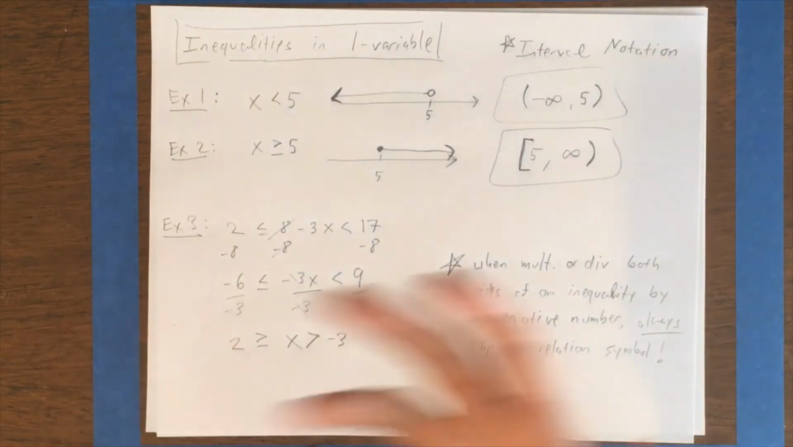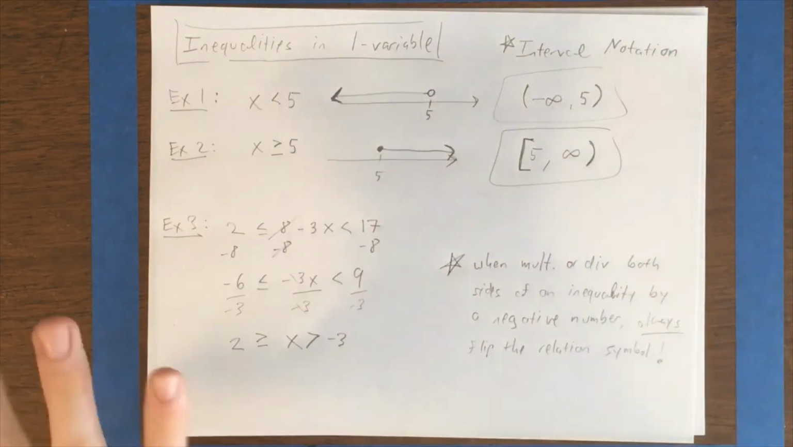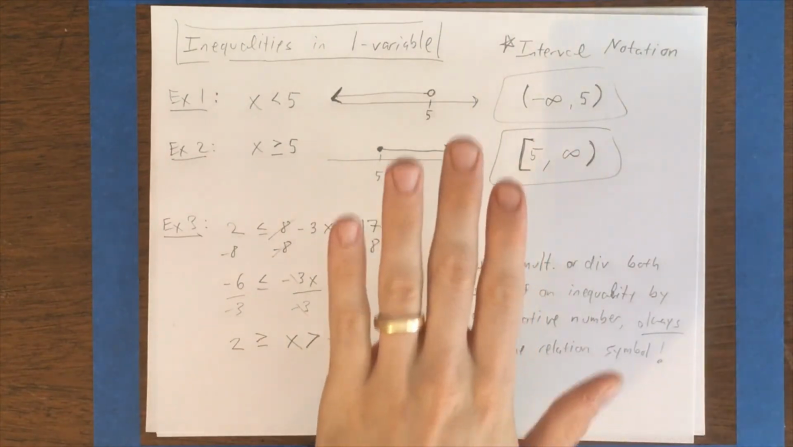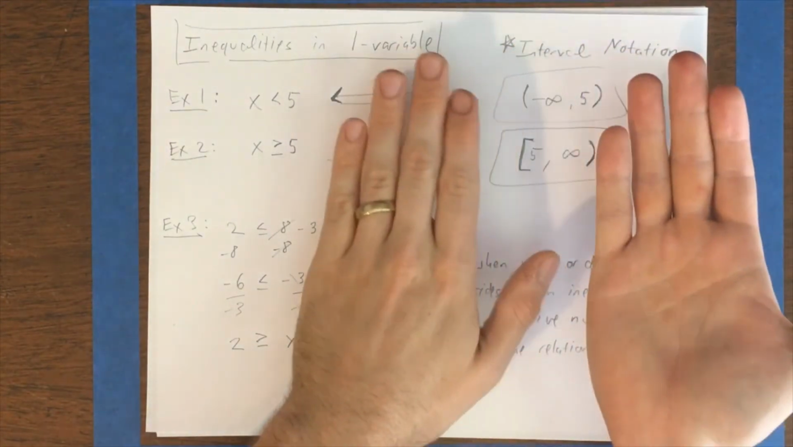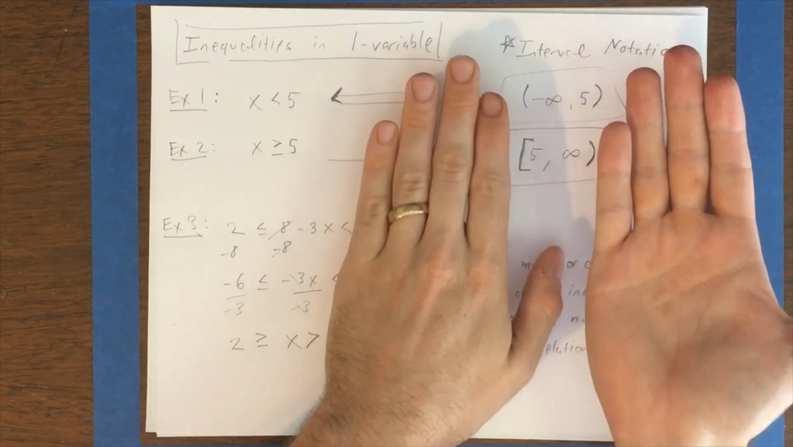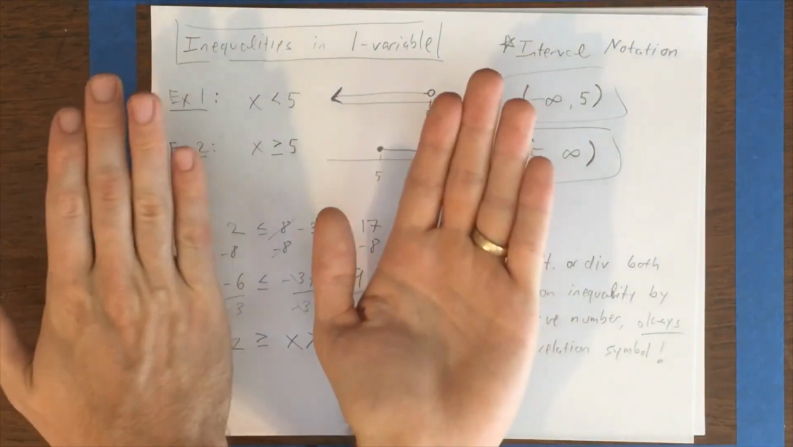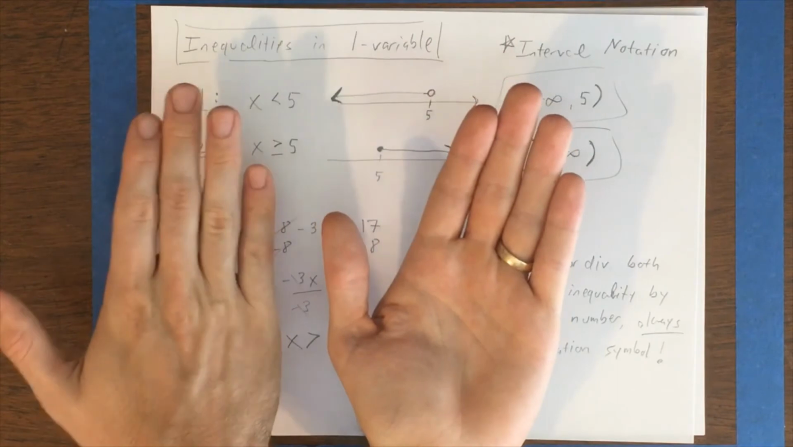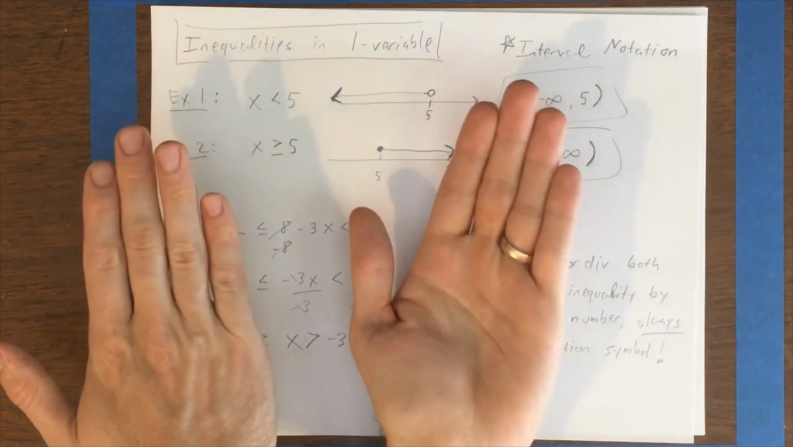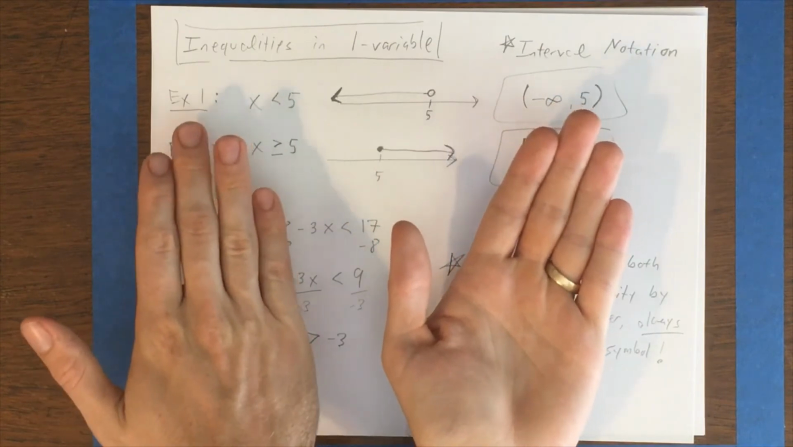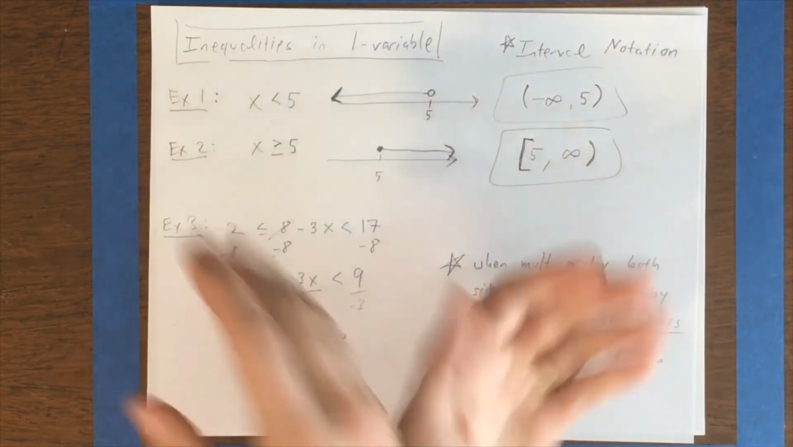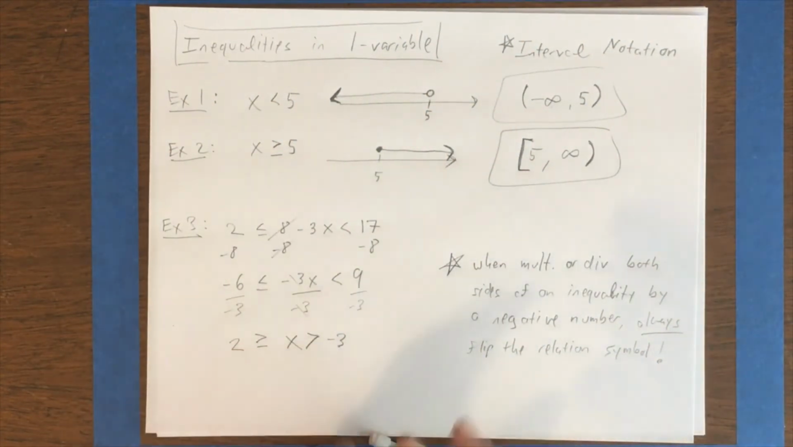And the reason for that has to do with reflection. When you multiply or divide by a negative, you reflect over 0. If I have my ring hand on the left and my other hand on the right, and I reflect, now my ring hand is on the right and my other hand is on the left, right? So that reflection causes the order to change. The order swaps. So that's why the inequalities have to swap as well.